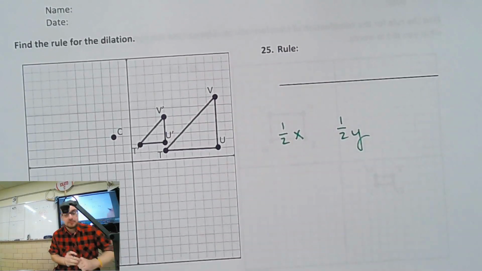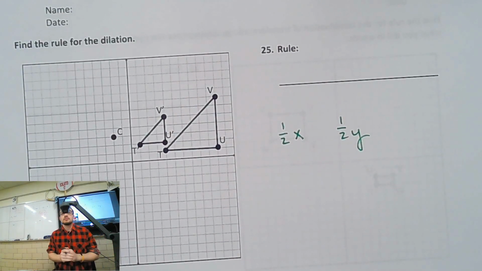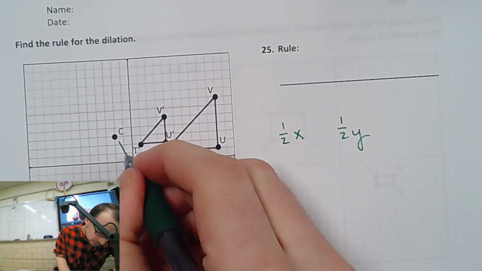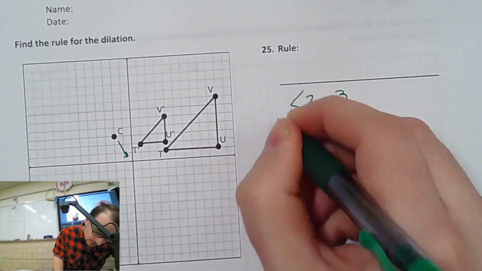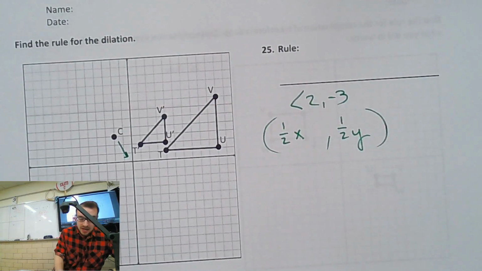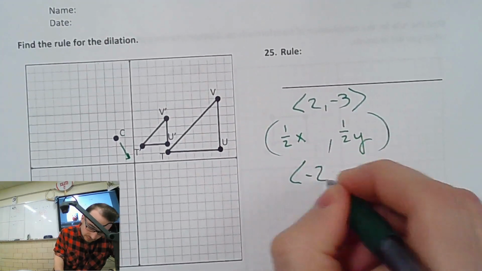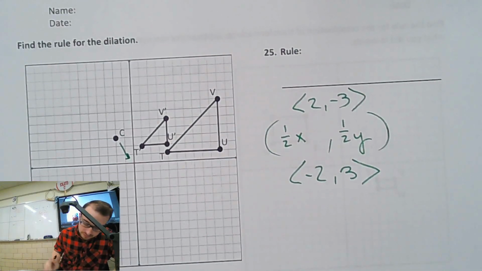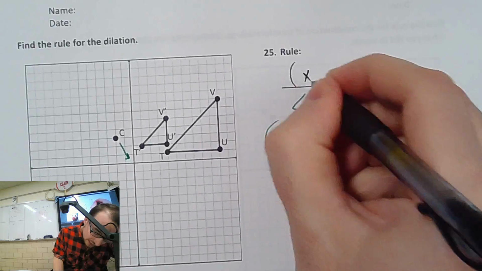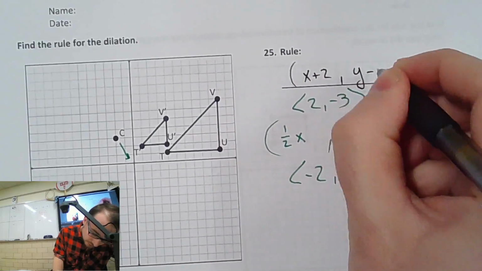Now here's the problem. Is C on the origin? No. So first we have to move to the origin. 2 to the right and 3 down. Then we're going to do our rule. And then we're going to move it back. So what's our rule going to be? It's going to be take x and add 2, take y and subtract 3.